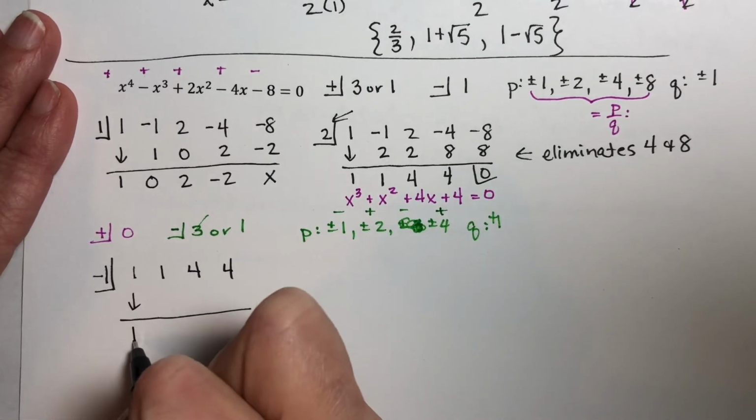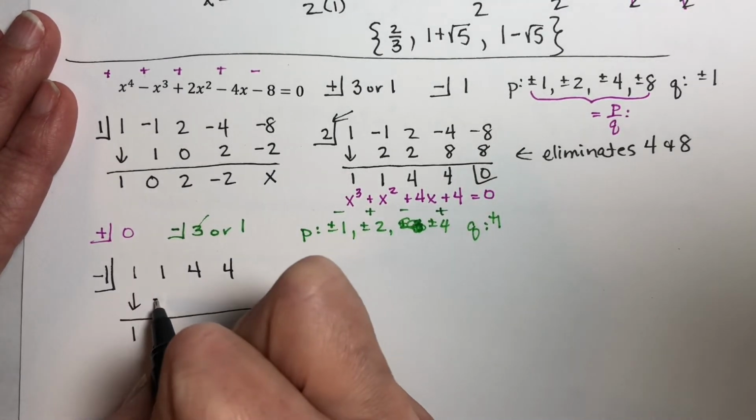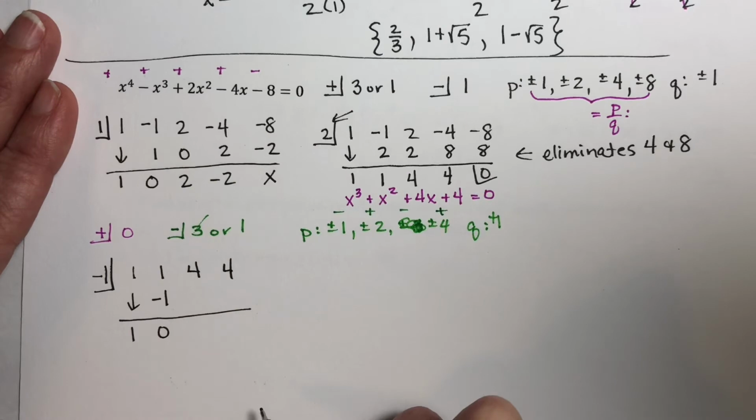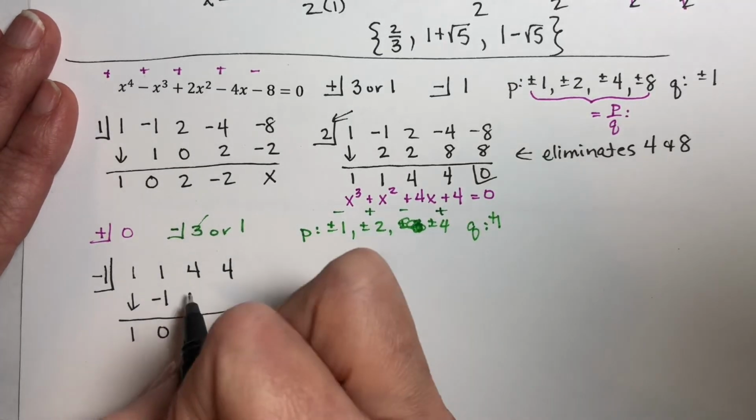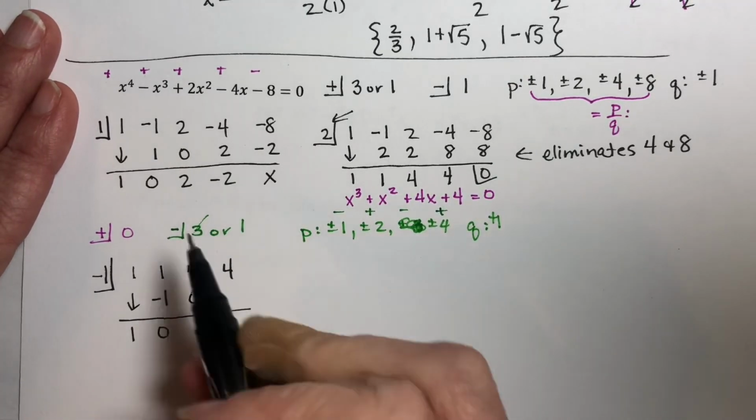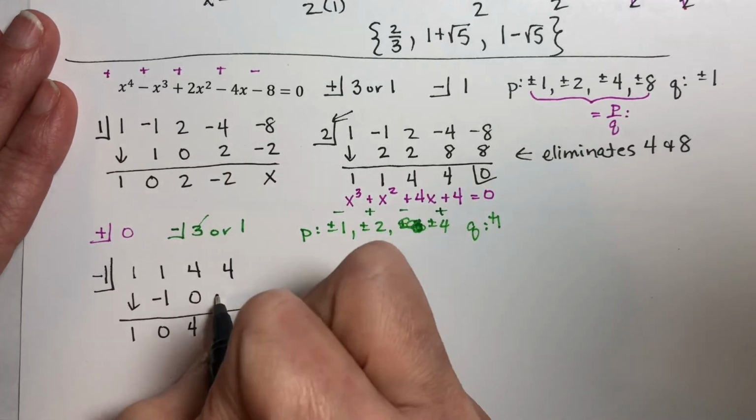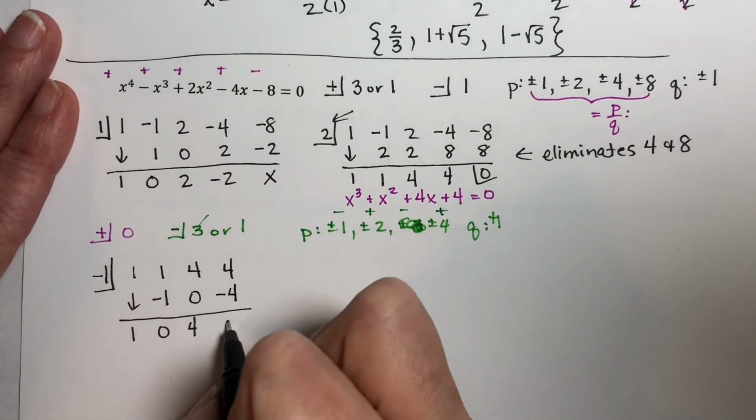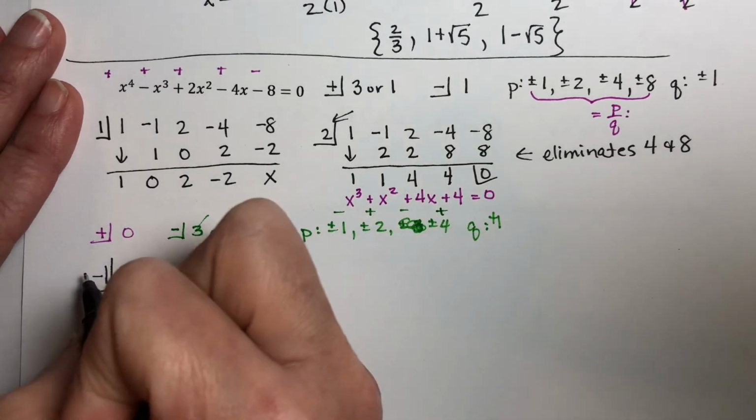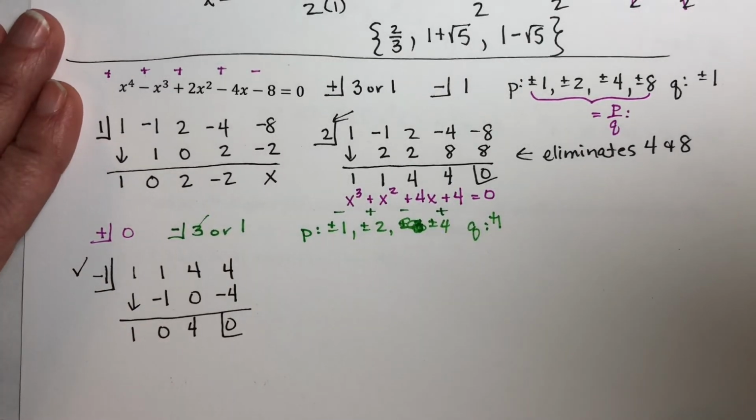Bring down the 1, multiply, that's a negative 1, which gives me a 0. 0 times negative 1 is 0. Add, and you get a 4. Multiply, and you get negative 4. And add, you get a 0. So that means negative 1 is another solution.